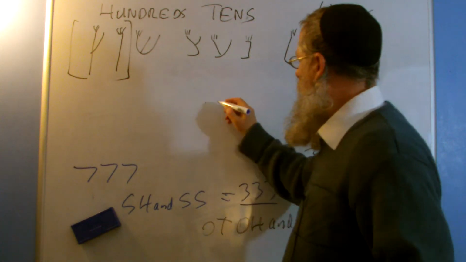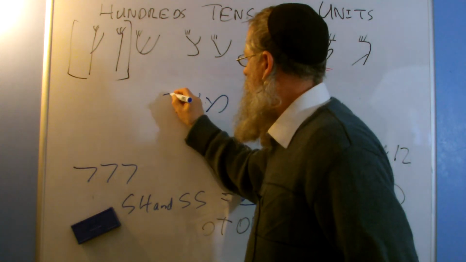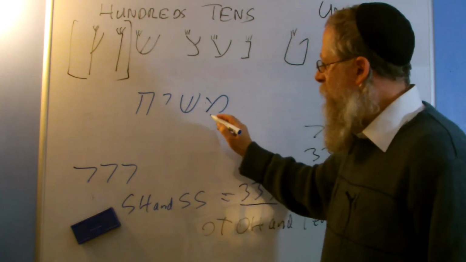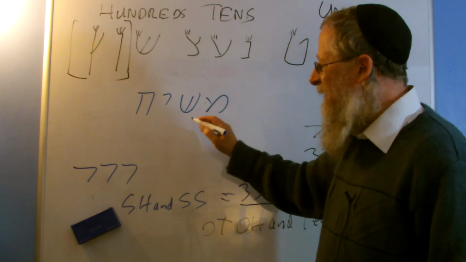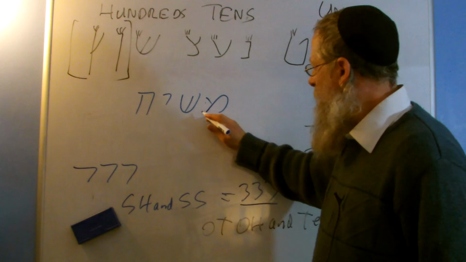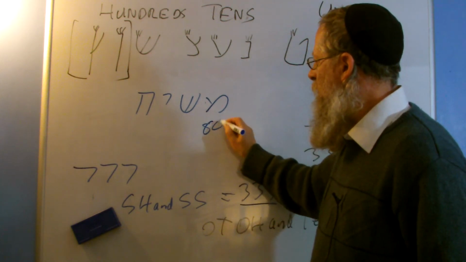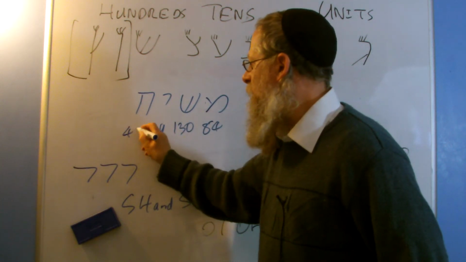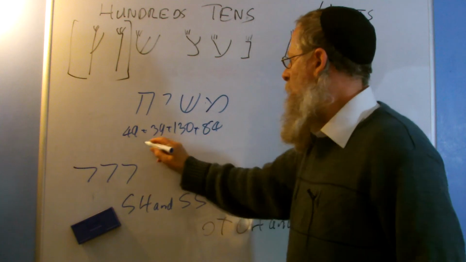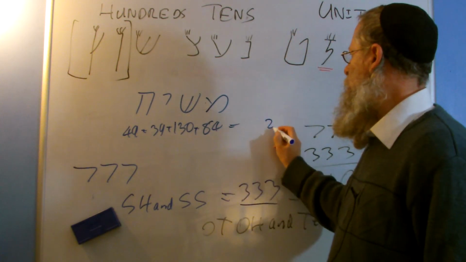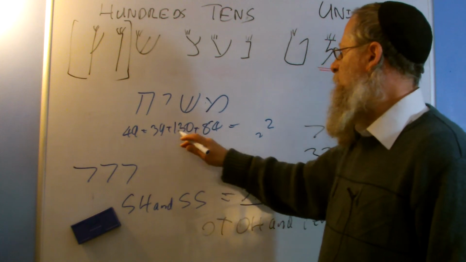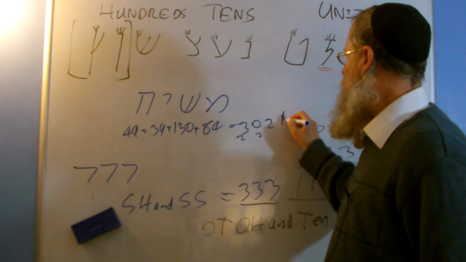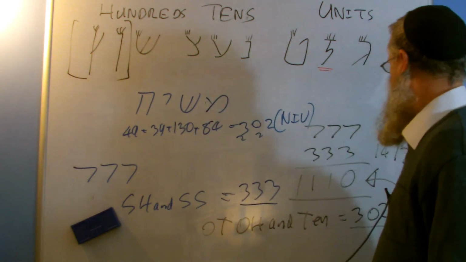Mashiach has a normal inner value of 302. Mem is 40, which is 84. Shin is 300, which is 130. Yud is 10, which is 39. And Chet is 8, which is 49. If I add that together, I'll get 9 and 9 is 18, plus 4 is 22, 4 and 4 is 8, plus 3 is 11. 18, 19, 20, carry 2, 1 and 2 is 3. In other words, the normal inner value is 302.